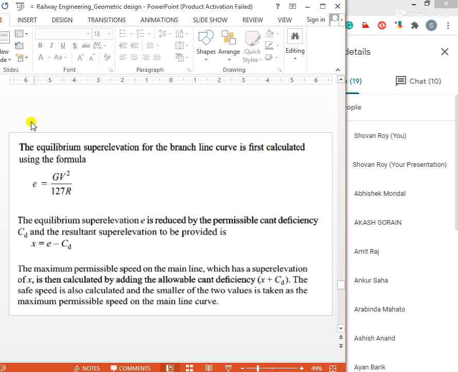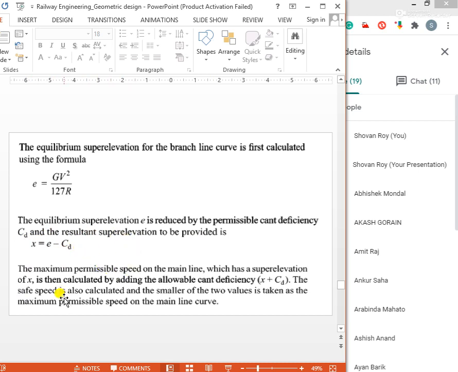The equilibrium super elevation formula is simple, the same formula I discussed earlier: e equals GV squared by 127R. Number 2, the equilibrium super elevation e is reduced by the permissible cant deficiency CD, and the resultant super elevation to be provided is X, where e is the equilibrium super elevation and CD is the cant deficiency.